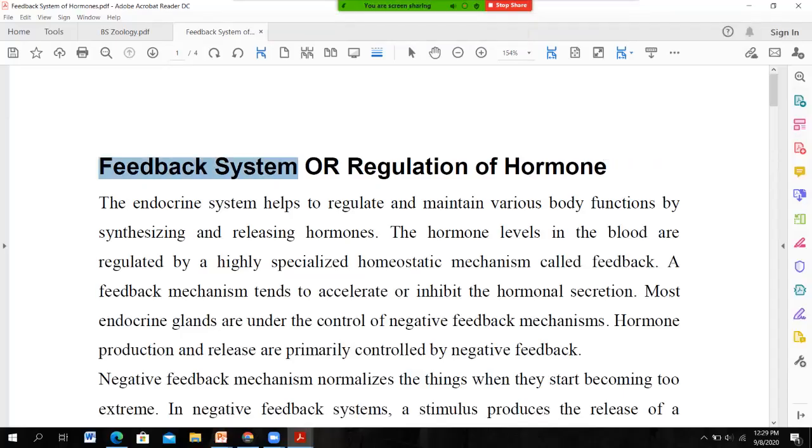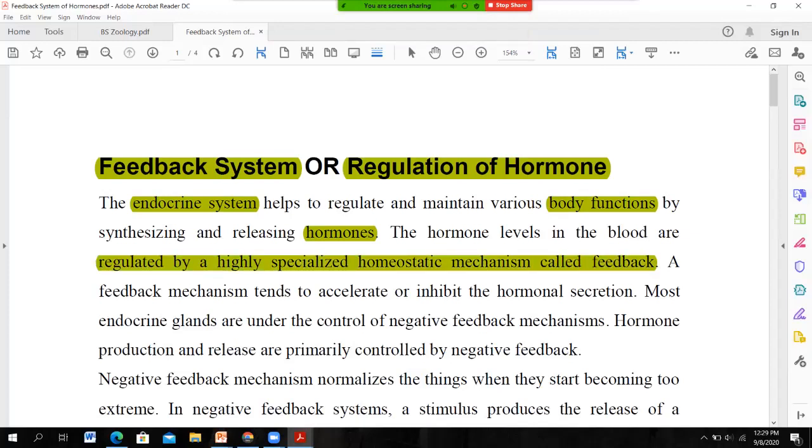Hello everyone, today we will discuss the feedback mechanism or regulation of the hormone. The endocrine system plays a very important role in maintaining and regulating various body functions by means of hormones. The secretion of hormones into the blood circulation is mostly regulated by a specialized homeostatic mechanism known as feedback. A feedback mechanism tends to accelerate or inhibit the secretion of the hormone.